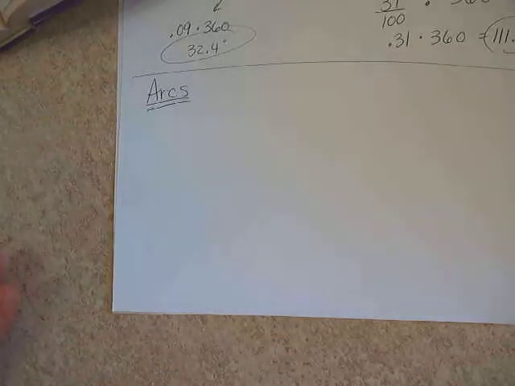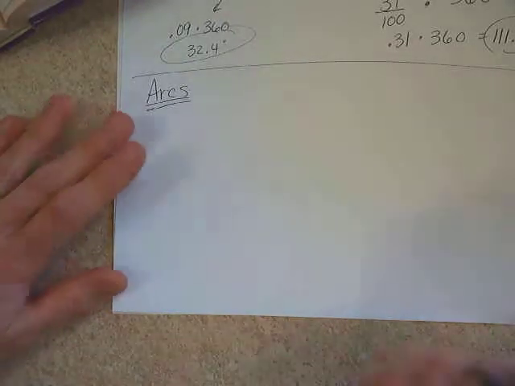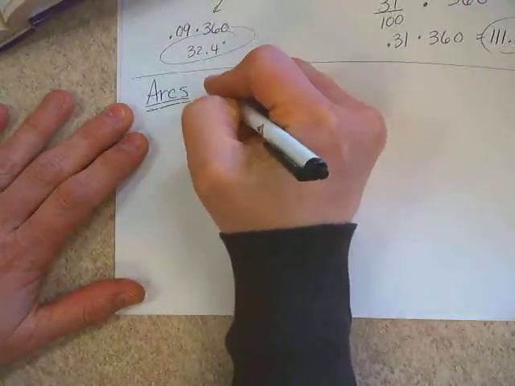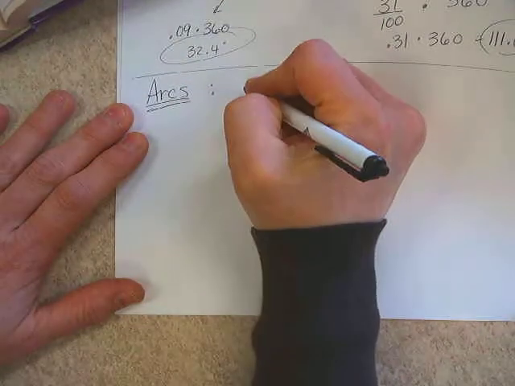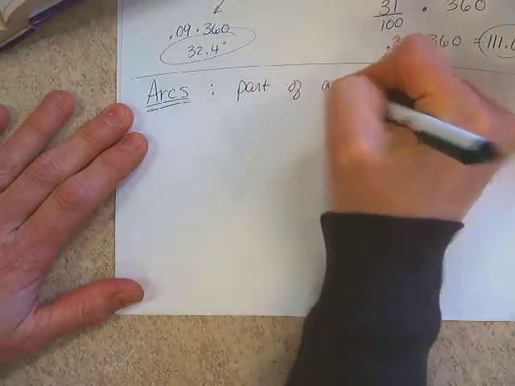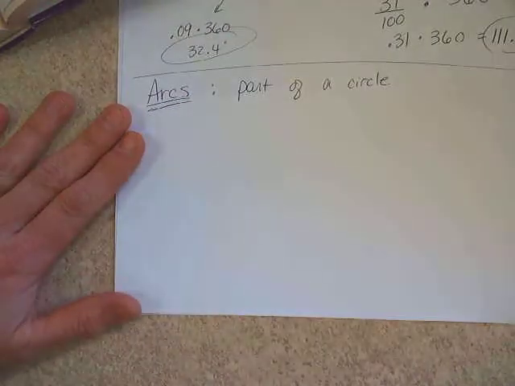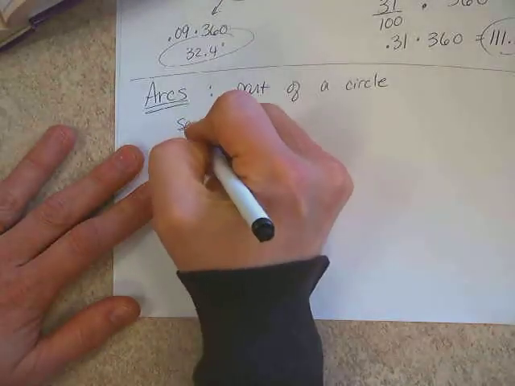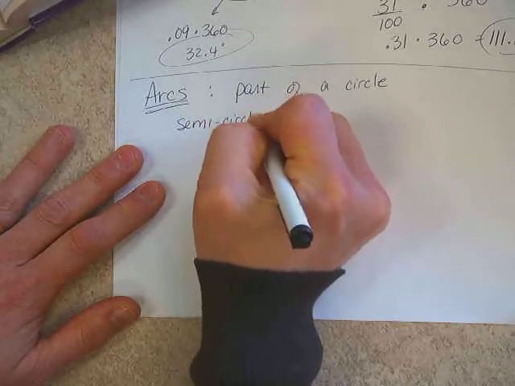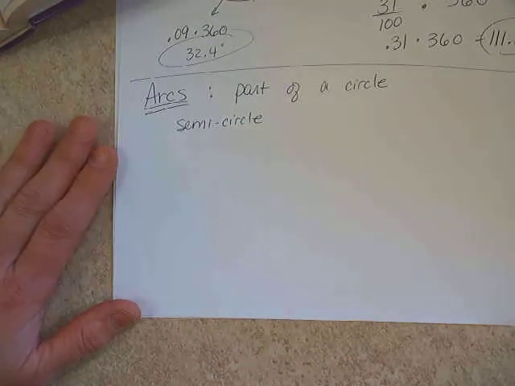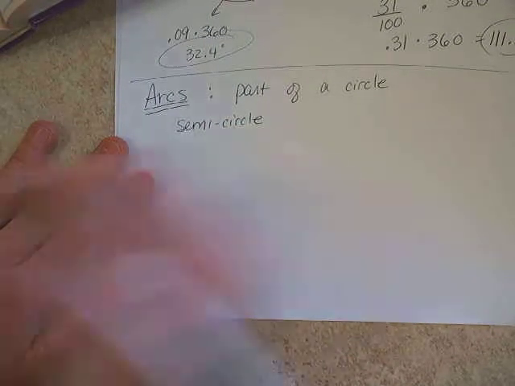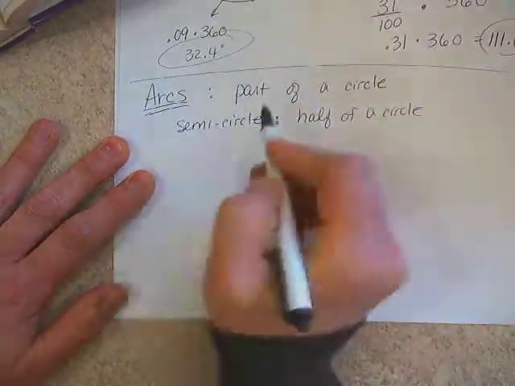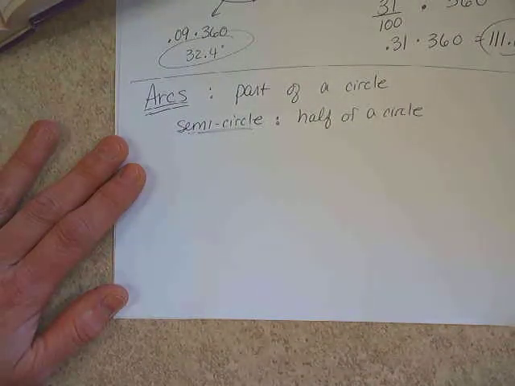All right, so this part we get into the actual arcs of a circle. First, let's talk about what an arc is. An arc is just part of a circle. Part of the outside, well, it's part of a circle. What is a semicircle? Half. Okay, so you do need to know what a semicircle is.